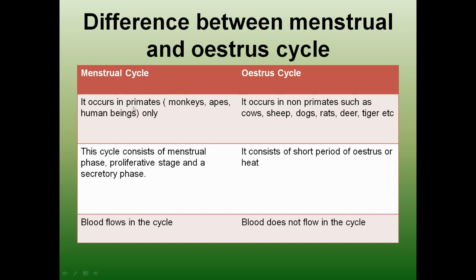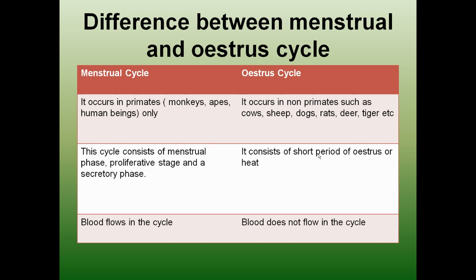Menstrual cycle occurs only in primates, that is monkeys, apes, and human beings. And oestrous cycles occur only in non-primates, that is cow, sheep, dogs, rats, deer, tiger, etc. You have to recall from the discussion of class 11th that primates and non-primates are classes of mammals. Menstrual cycle consists of various phases like menstrual phase, proliferative phase, and secretory phase. However, oestrous cycle is very short, and the egg is released with some amount of heat.